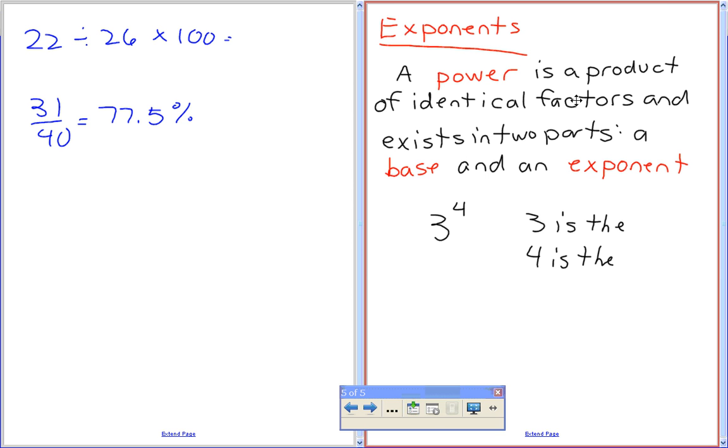Read that one more time to make sure it's clear. It says, and I quote, a power is a product of identical factors and exists in two parts, a base and an exponent. 3 to the 4. 3 is something, 4 is called something.